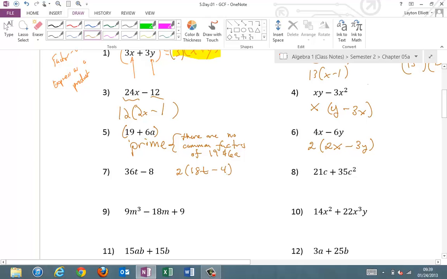But then we could keep taking out another 2. Oh, yeah, you're right, because 18 and 4 are both even numbers. So if we take out another 2, we have 2 times 2, and then our 18 changes to a 9, and our 4 changes to a 2. And we just divide it through by another 2. So if you look back at the original one, we could have taken out a 4. But if you didn't see that, that's okay. You at least got to the correct result of 4 times 9t minus 2.